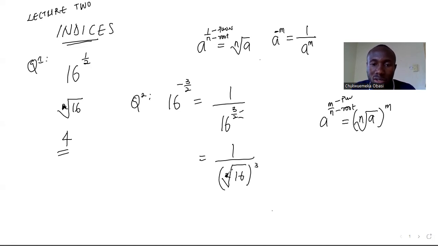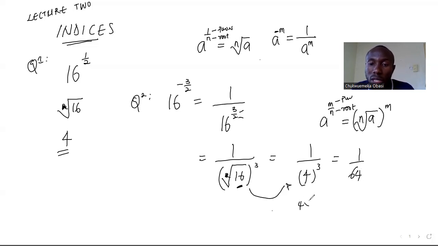I told you this 2 is not necessary. Maybe in subsequent examples, I will not be putting the 2 right here. So of course, this is the same thing as 1 over 4 to the power 3. The square root of 16 is 4, right? And that will give me 1 over 64, because 4 times 4 times 4, which is 4 to the power 3, is just 64. I hope you're enjoying this class.